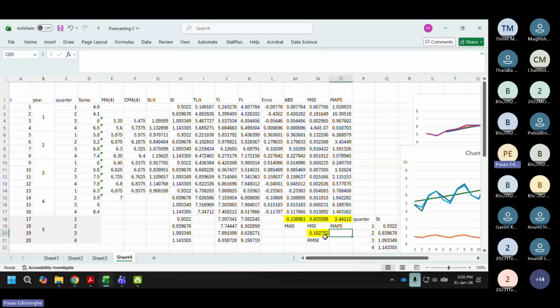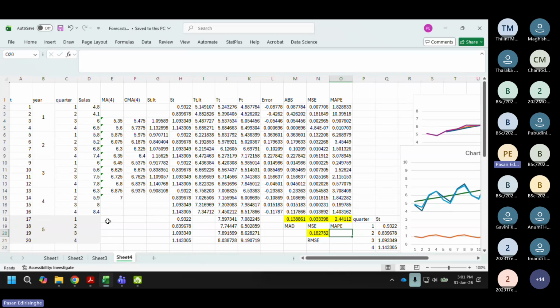In terms of these calculations, this decomposition technique is a much better approach compared to the moving average as it is, or the exponential smoothing as it is. So that's an advantage we can notice here.